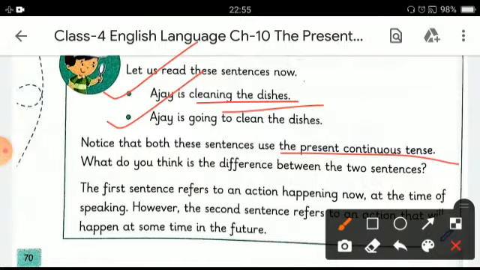Ajay is cleaning the dishes. The action that is happening now at the time of speaking. However, the second sentence refers to an action that will happen at some time in the future. Ajay is going to clean the dishes. The action is not done, but it will happen at some time in the future.